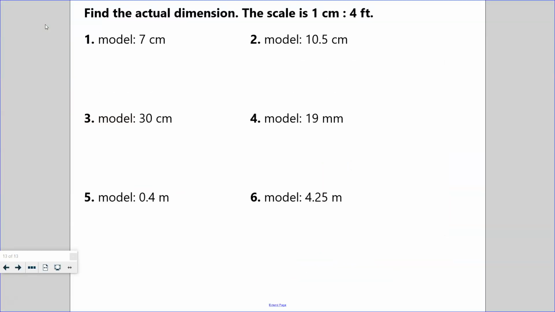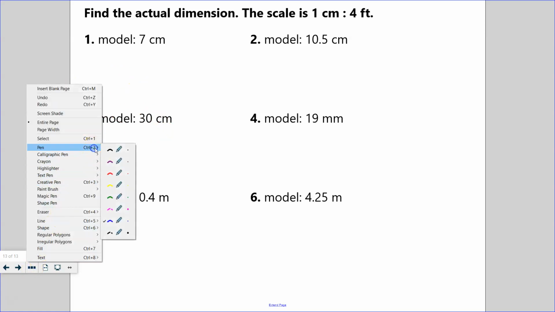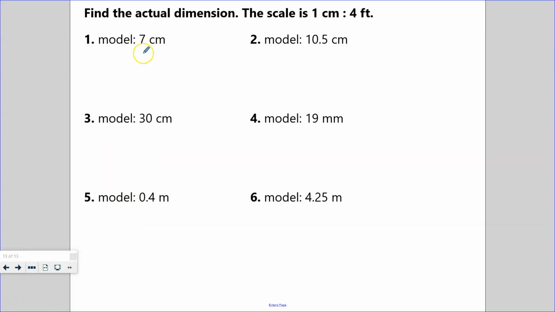All right, I reviewed that last problem, and I just didn't really feel like it was necessary for us to do, so I took it out. But you have a closing thing right here. So find the actual dimension. The scale is 1 centimeter to 4 feet, right? And so we say 1 centimeter over 4 feet.